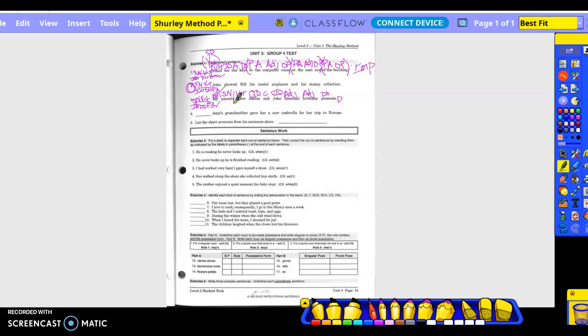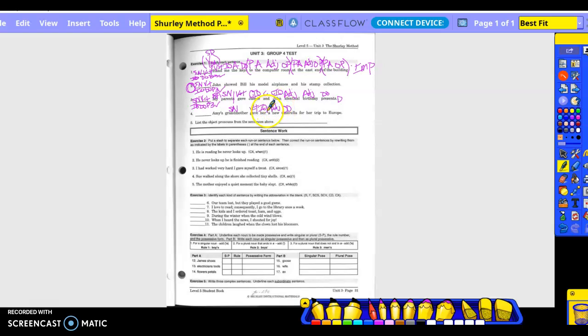No, it's a sense in natural or inverted order. Natural. Amy's grandmother gave her a new umbrella for her trip to Europe. Who gave her a new umbrella for her trip to Europe? Grandmother. Subject, noun. What is being said about grandmother? Gave what? Umbrella. Is umbrella the same thing as grandmother? No, so it's the direct object. Gave becomes the verb transitive. Gave the umbrella to whom? Her. So that's the indirect object. What kind of umbrella?